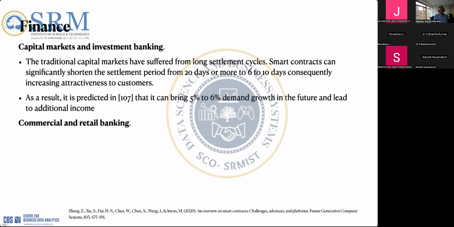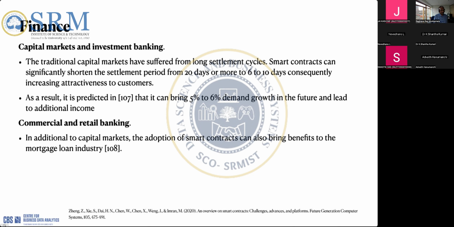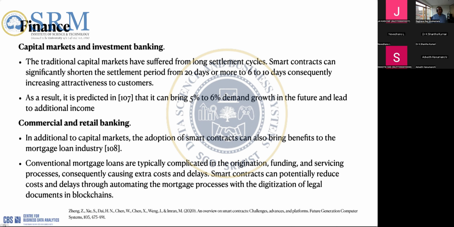So it can bring around 5 to 6% of demand growth in the coming years. Again, there will be a lot of changes in commercial banking and retail banking, where, especially in banking, they have predefined rules. So these things can be easily automated.